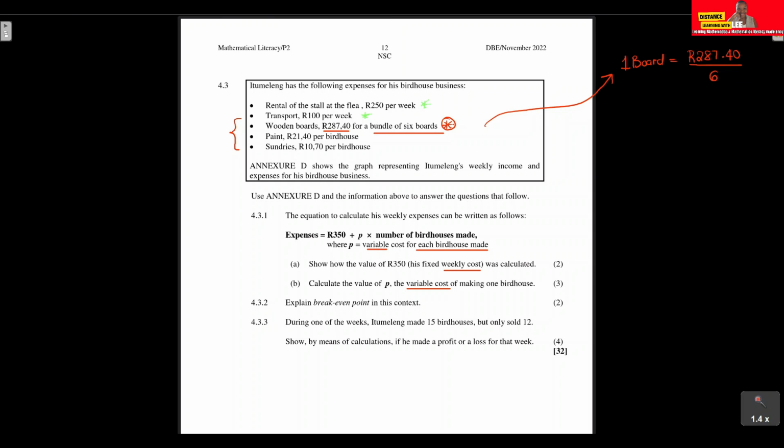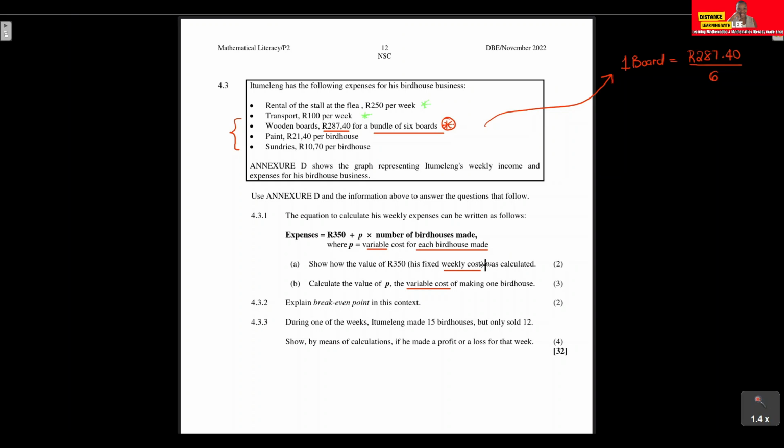And just to backtrack a little bit, going back to question A: when we talk about fixed costs, we are talking about costs that do not change. They stay the same every week. In this case, he needs to pay the rent. He needs to pay transport. It is a fixed cost.